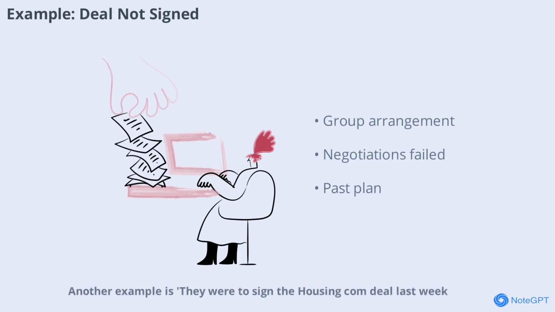Another example is, they were to sign the Housing.com deal last week, but negotiations stalled. This sentence tells us that there was a plan for the deal to be signed, but it didn't happen because of stalled negotiations. Using were to here makes it clear that the arrangement was made for a group of people, but circumstances changed. This structure helps you communicate unfulfilled group plans effectively.